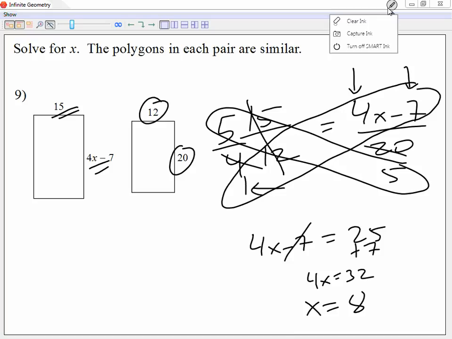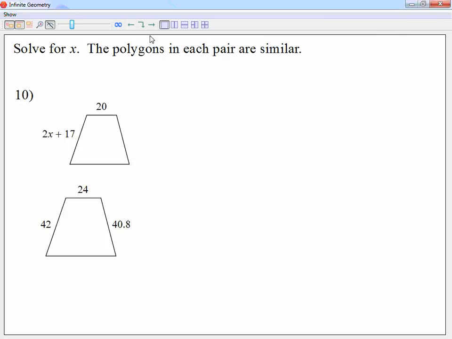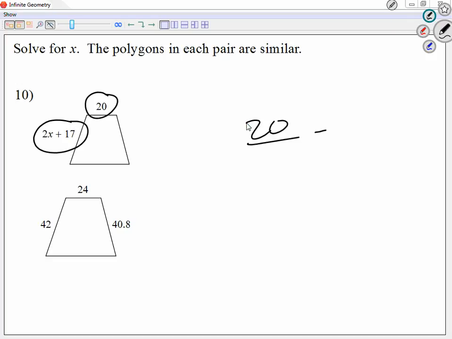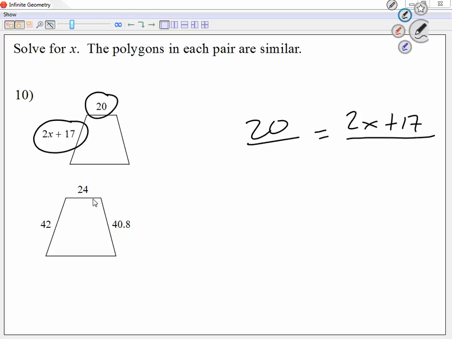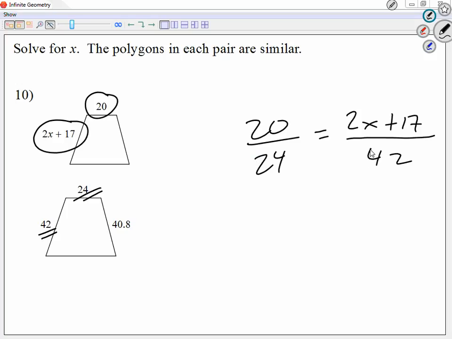Number 10? Looking at number 10, the two measurements I'm going to use from the top are going to be 20 and 2x plus 17. We can tell 20 is a little bit smaller. The corresponding sides on the other figure are going to be 24 and 42. And we can tell that 24 is smaller than 42.